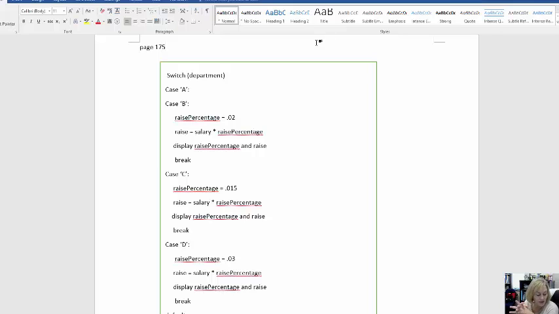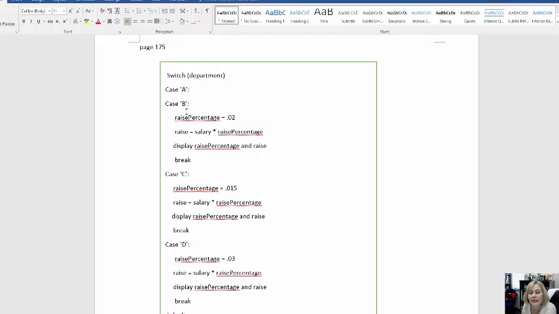And the reason I'm going to do that is so you can reference back to the actual syntax when you are coding. So switch department means I am going to use the department variable in this switch statement. Then every time you use a case, it's like saying if. So this is like saying if switch equal A, if switch equal B, if switch equals C, if switch equal D. Just a different way of doing the if.